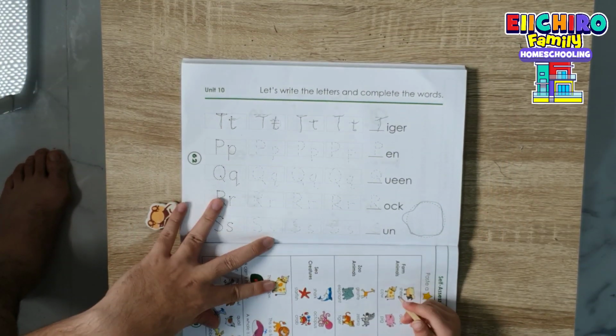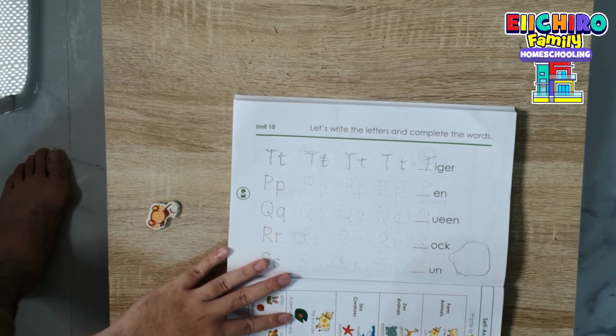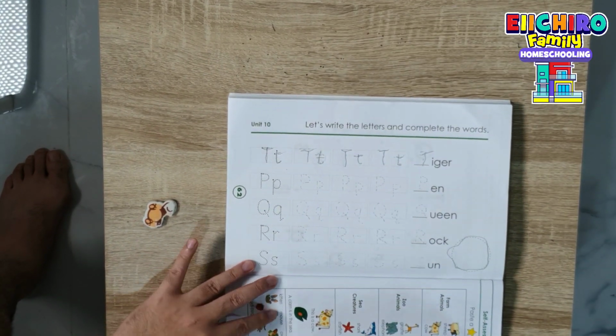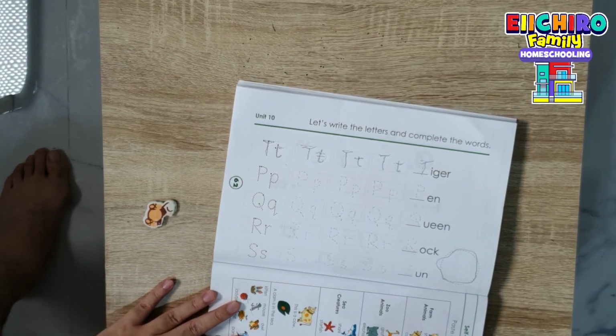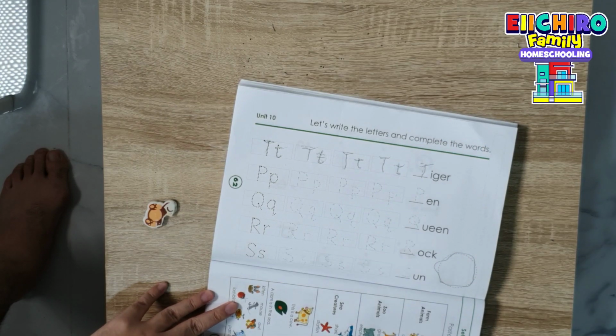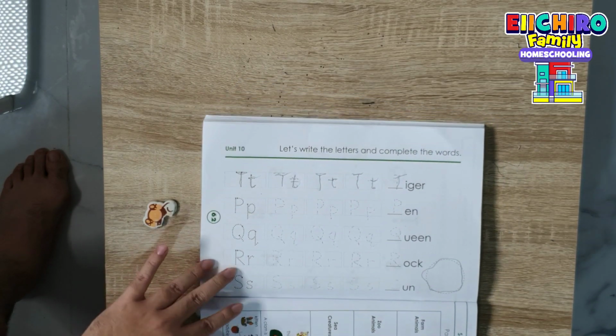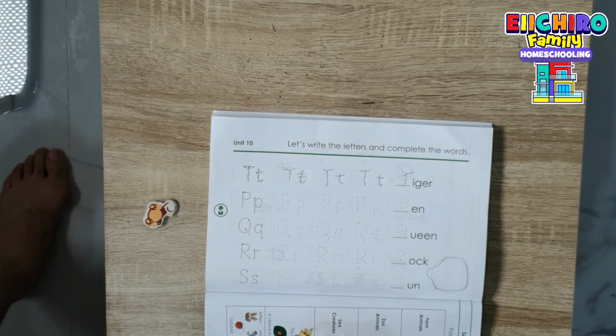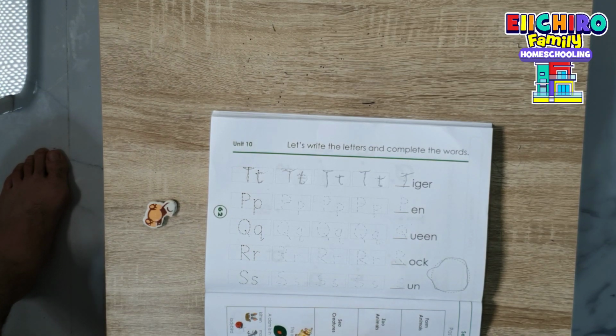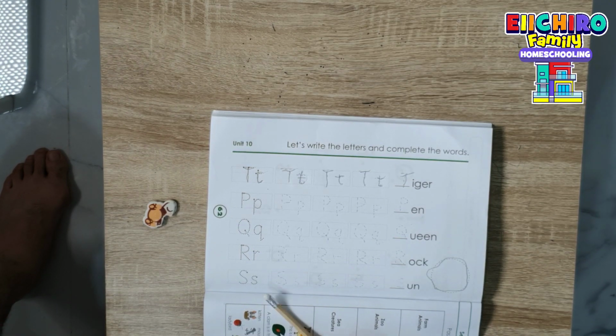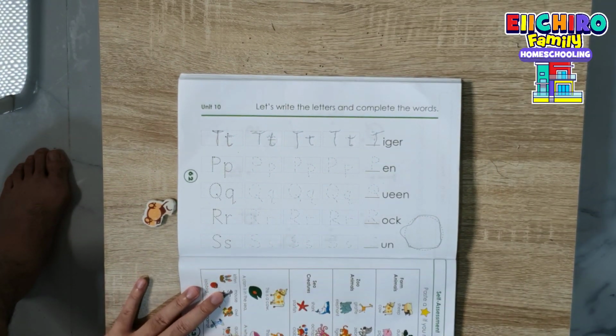Ding ding ding ding ding ding ding ding ding ding ding ding ding ding ding ding ding ding ding ding ding ding ding ding ding ding ding ding ding ding ding ding ding ding.